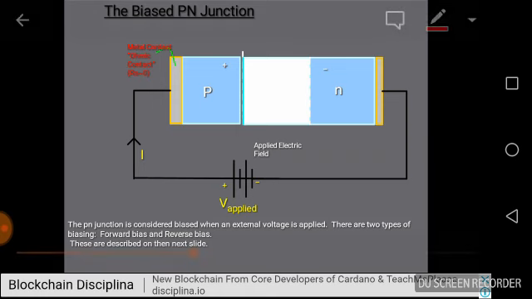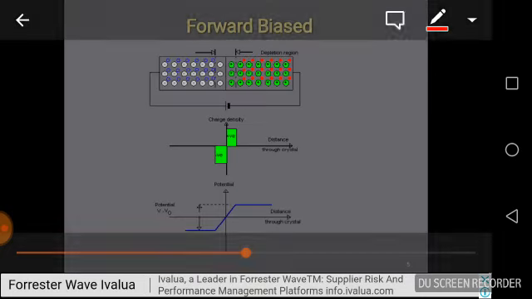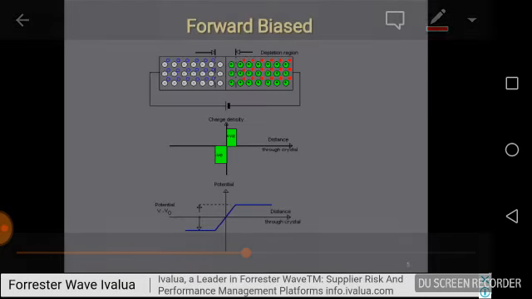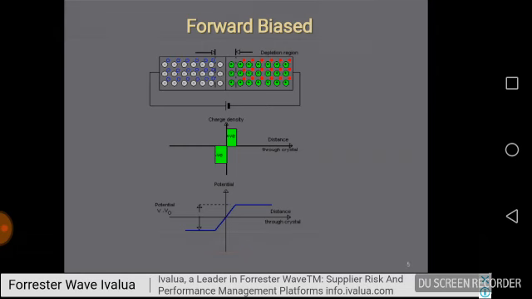Okay, now what happens when you forward bias this PN junction? Think for a while, pause your video and write down your answer in your course journal. Once you have written the answer, you can play the video.